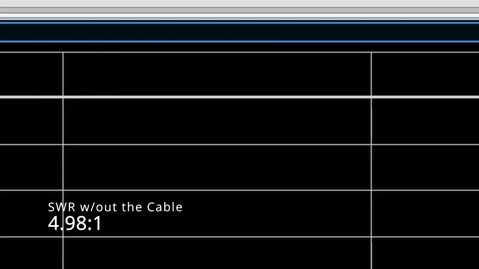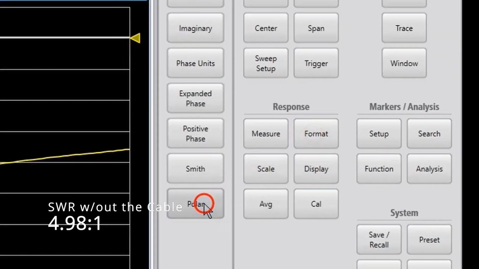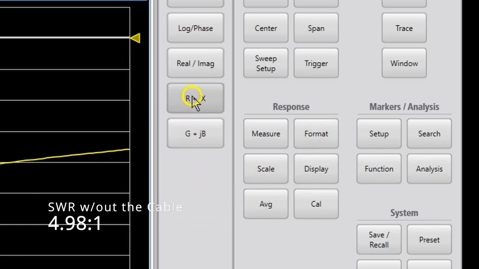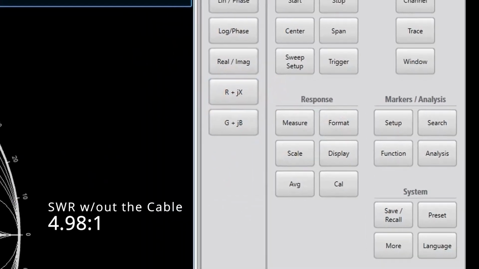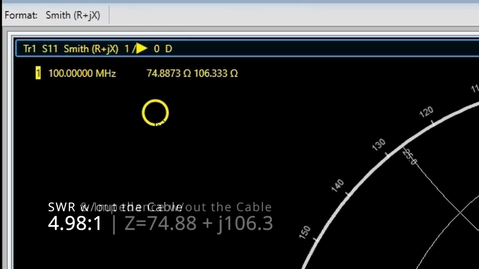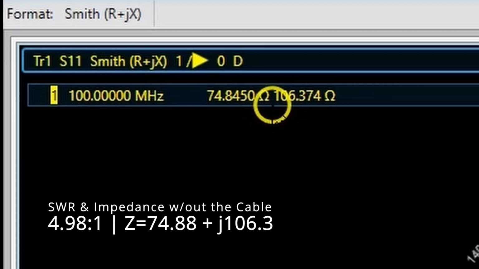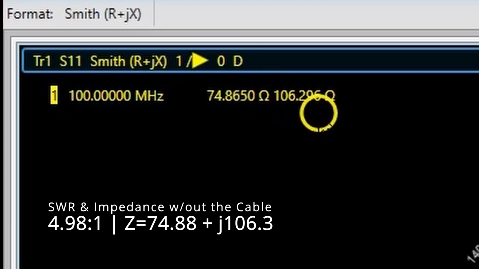So now let's take a look at the impedance. To do that, we're going to change format over to the Smith chart, and we're going to use impedance here. So here's our little marker here. This is the Smith chart. Here's our little marker at 100 megahertz. And you notice it says 74.88 ohms plus j106.3.